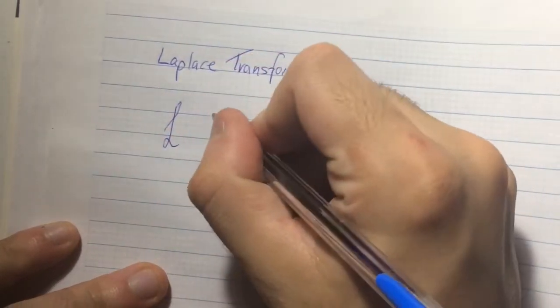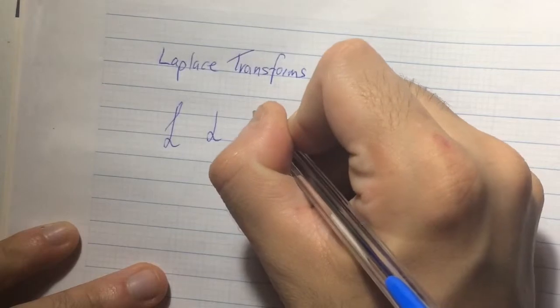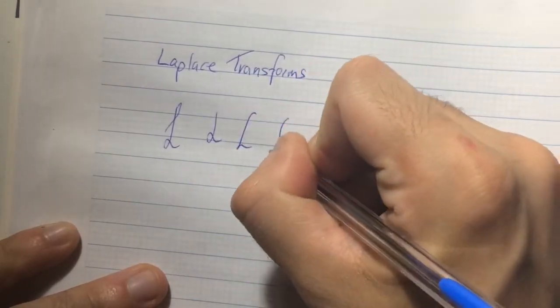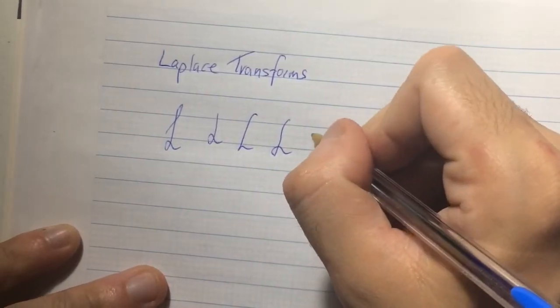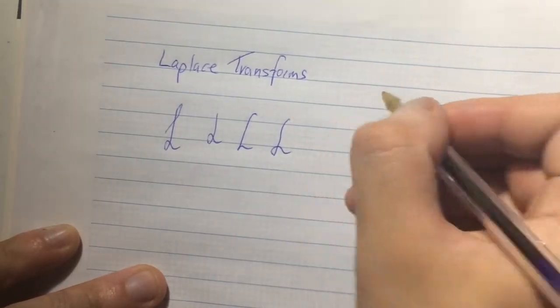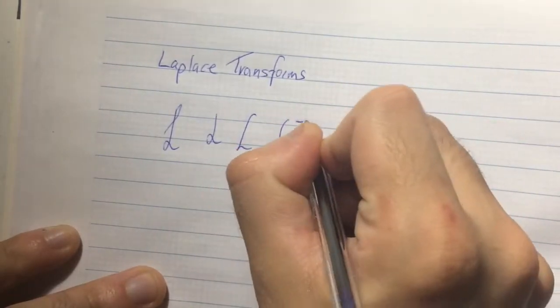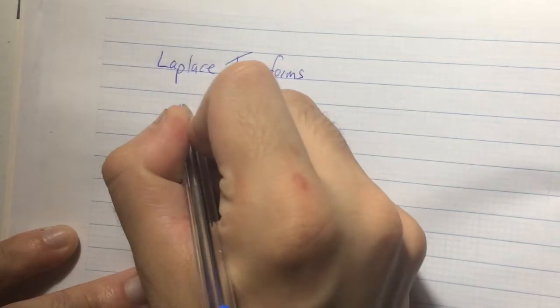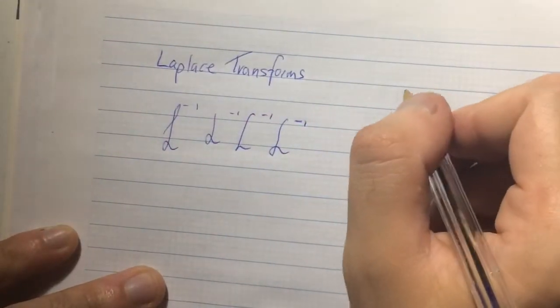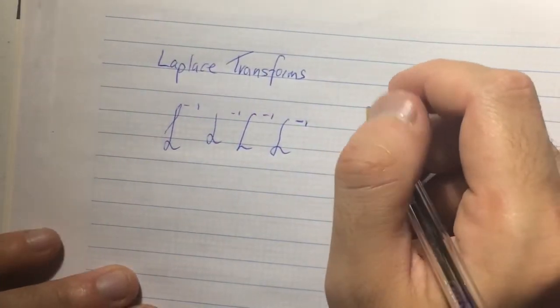A Laplace transform is denoted by this curly L. It can also be written like that, or however you want to call it. And if you want to do the inverse Laplace transform, you just do -1, just like you do for arc sine. So yeah, let's get into it.